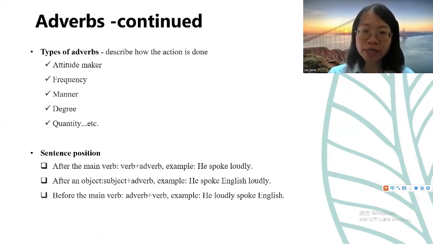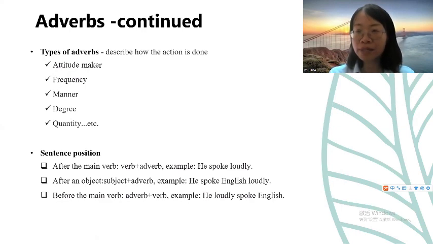There are 3 different positions for adverbs in a sentence. Either after the main verb, or before the verb, or after the subject. Here are some examples for reference. First sentence, he spoke loudly. So loudly is used to describe spoke. It's after the main verb, spoke. Second example, he spoke English loudly.